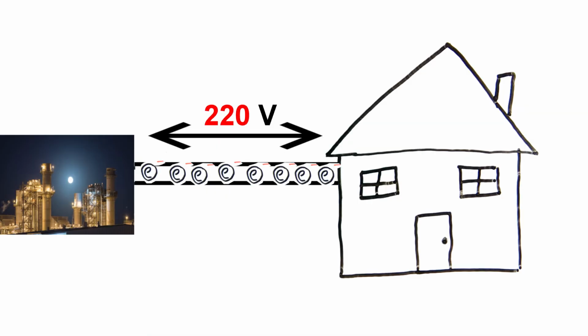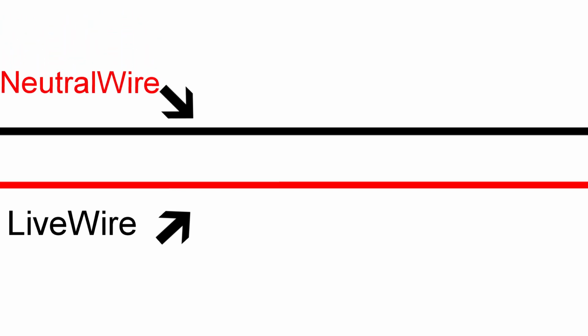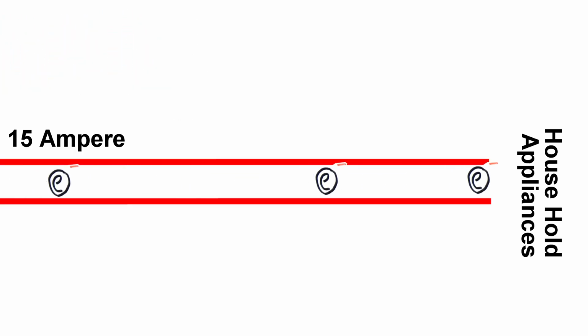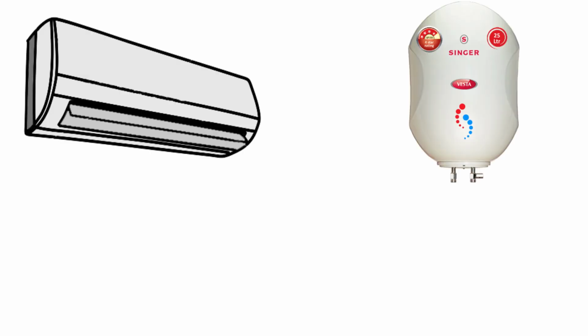The potential difference across our home and the power plant is 220 volts. The wires are of two types, live, which is red, and neutral, which is black. The wires which come to our home may differ by the amount of current they provide. For example, 15 amperes of current for appliances with higher power rating, such as air conditioners, geysers, and microwave ovens. There is one other wire called the earth wire, which is usually green in color.